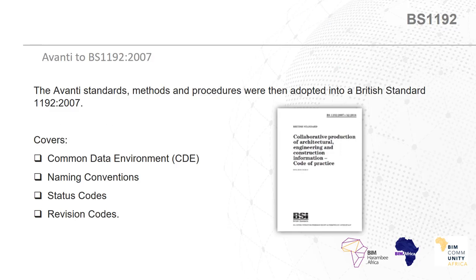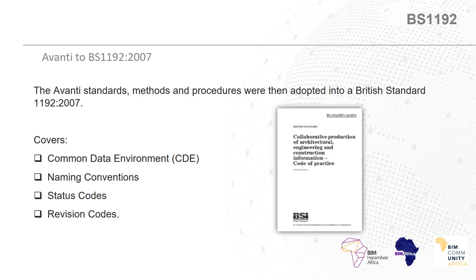Based on the success of the Avanti program, work began on developing standards, methods and procedures which were then used to develop British Standard BS 1192. This standard would become a code of practice, meaning that this way of working is seen as the best practice and should be adopted without revision.